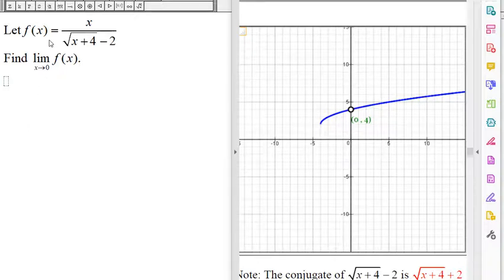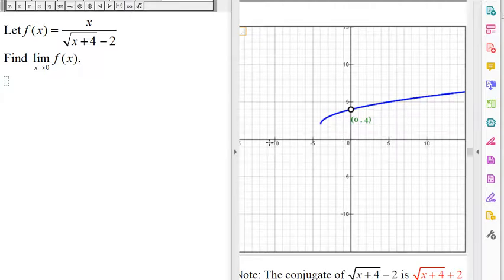Here we have the function f of x equals x divided by the square root of x plus 4 minus 2. And we want to find the limit of f of x as x approaches 0. So we look at the graph. This is the graph for f of x. And notice that this is 0 right here.